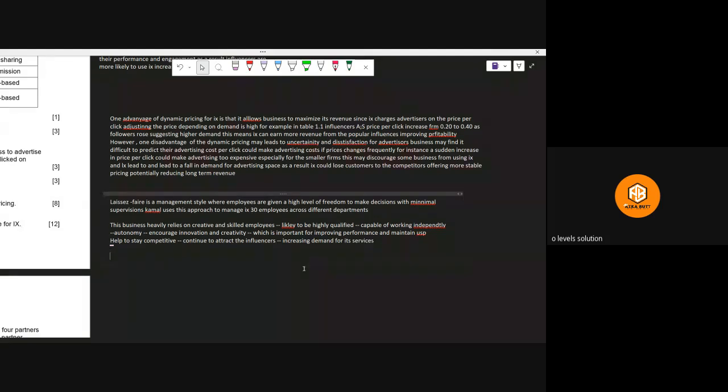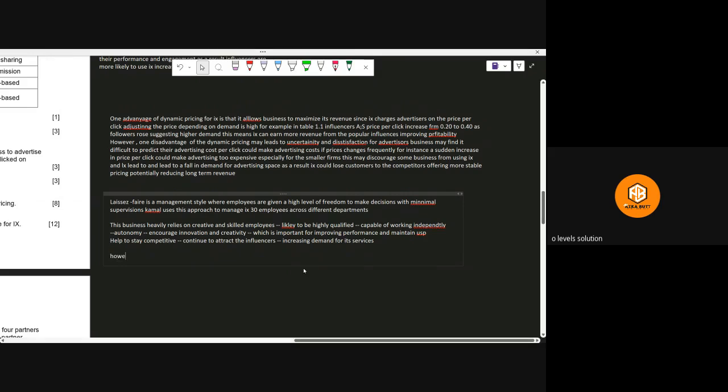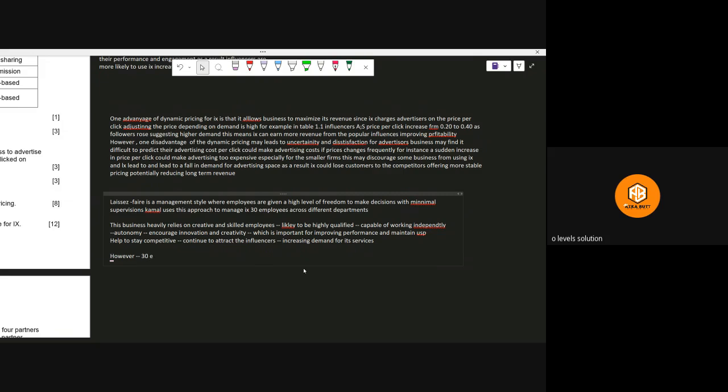Then we also need to evaluate the laissez-faire style. So we can say that, however, laissez-faire may not be suitable because IX has 30 employees, all managed by Kamal. Which could lead to a lack of coordination and control because he has a lot of employees.